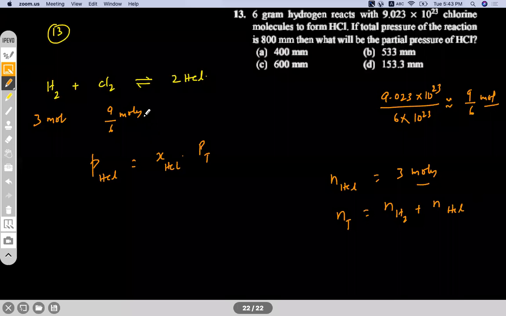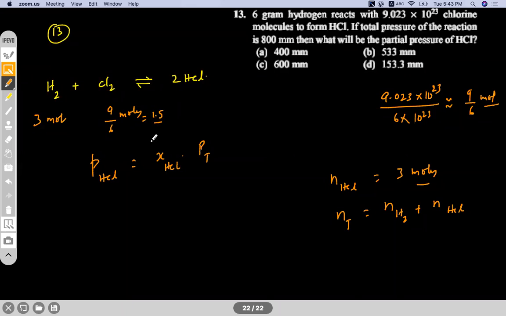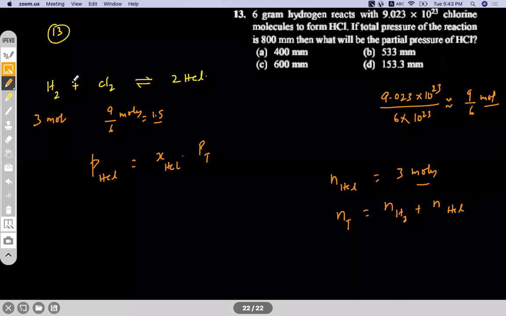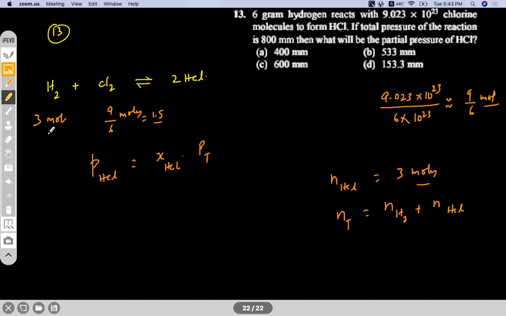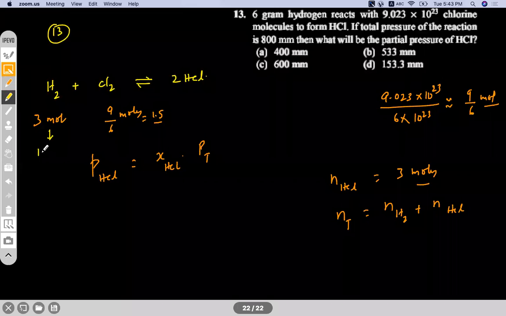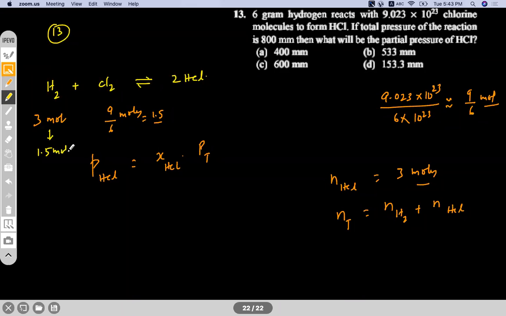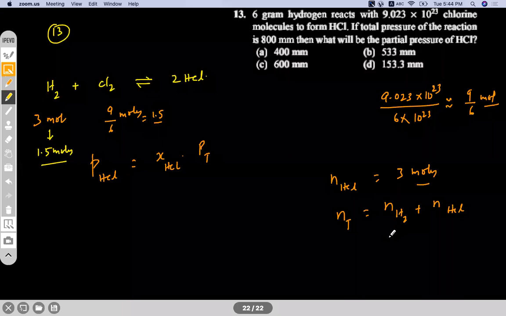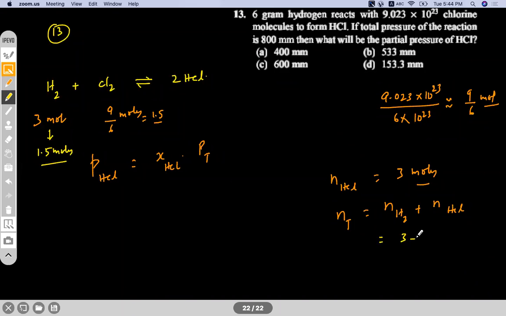So if you see, this is nothing but 1.5 moles we have. Okay, so 1 mole reacts with 1. So 1.5 moles reacts with 1.5 moles of H2. So number of moles of H2 left here is 1.5 moles of H2. So total number of moles would be 3 plus 1.5, that is 4.5 moles. We have total number of moles. This X is equal to the number of moles of HCl, 3, divided by 4.5 into 800.